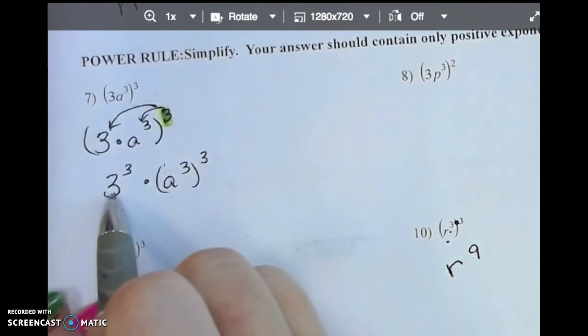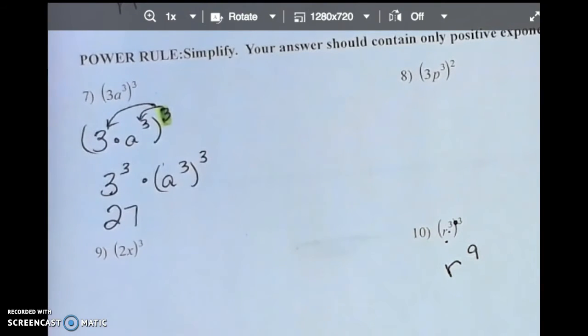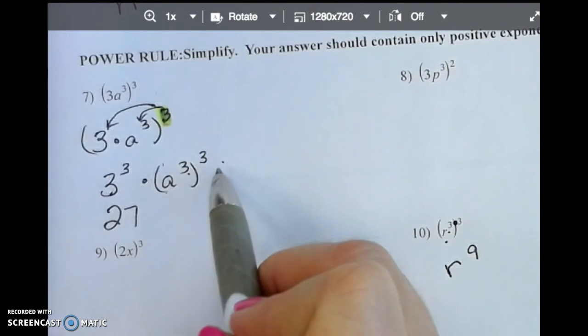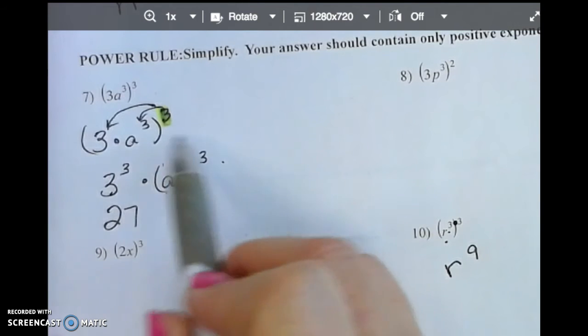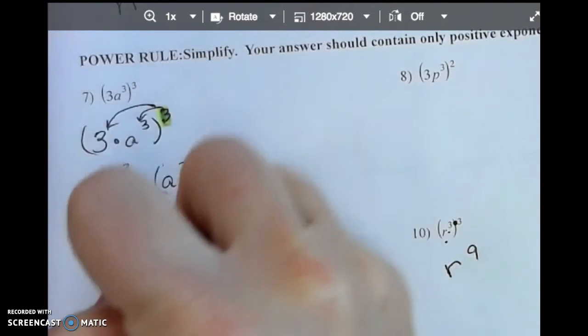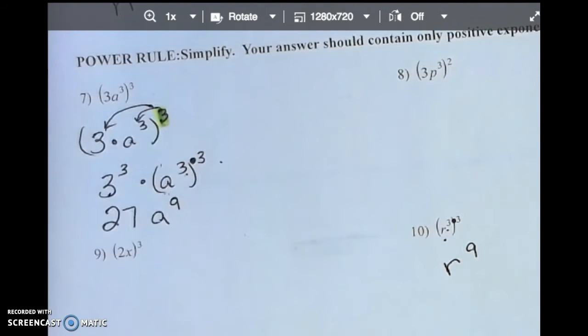Now, 3 cubed you can simplify. It is not 3 times 3. It is 3 times 3 times 3, which is 27. Now, on the a cubed cubed, or a to the third, you should also notice that it reads funny. This is your power rule. A to the third, keep the a, multiply those exponents. 3 times 3 is 9.